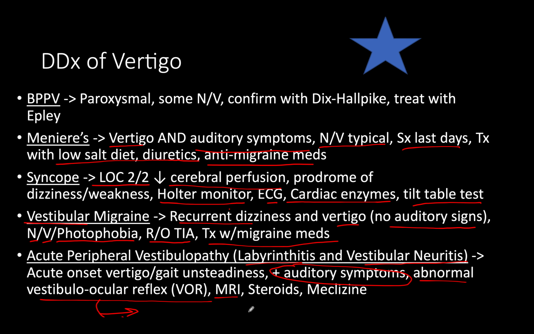We would get an MRI in these patients to look at the vestibular nerve. In our treatment strategy here, we're going to give steroids to reduce the inflammation of that vestibular nerve, and we could also give meclizine to reduce the symptoms until the inflammation goes down. Okay? All right. Does that kind of help in terms of breaking all of these different causes of vertigo down?